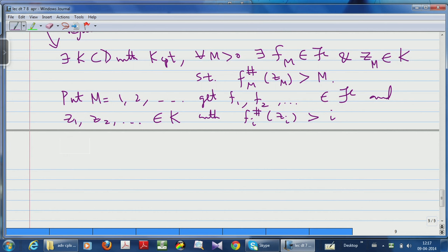Now you know how the proof will go. On the one hand, I have this sequence of functions, so I can always extract a normally convergent subsequence because that's part of my assumption. On the other hand, I also have the sequence of points. It's a sequence of points, but where does it lie? It lies in a compact set.